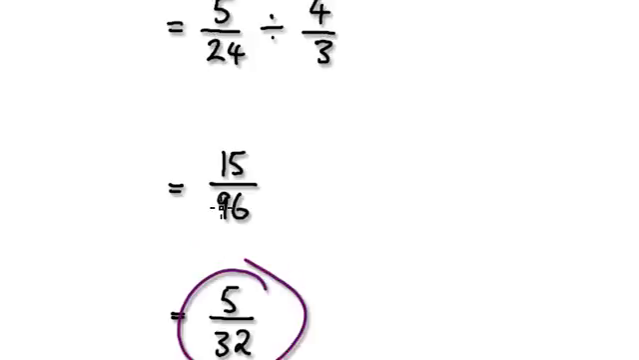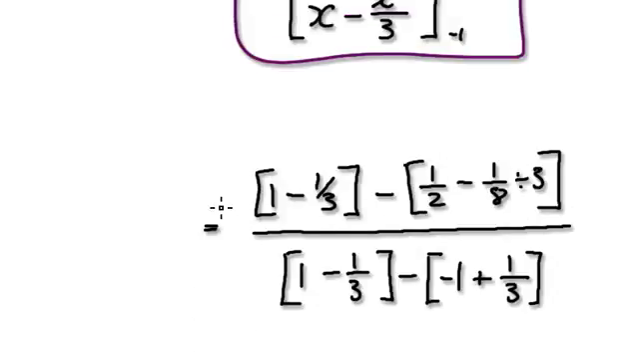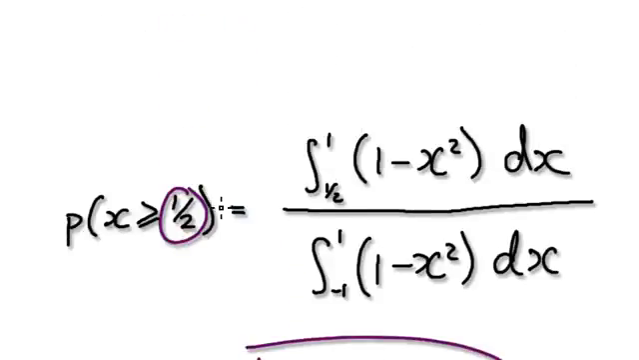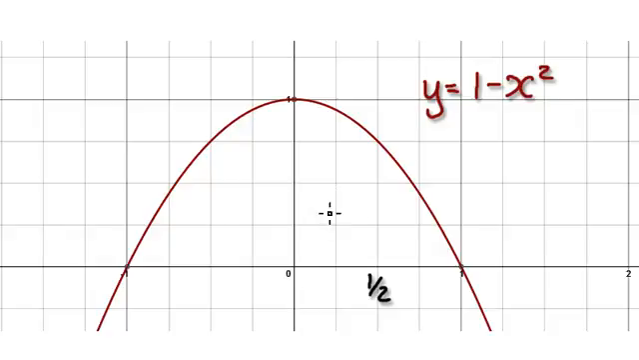5/32. So going back to here, if you were to draw this graph on a piece of paper and randomly get a dart and randomly stab it somewhere on the piece of paper, the probability of you stabbing it within this region here is given by 5/32.